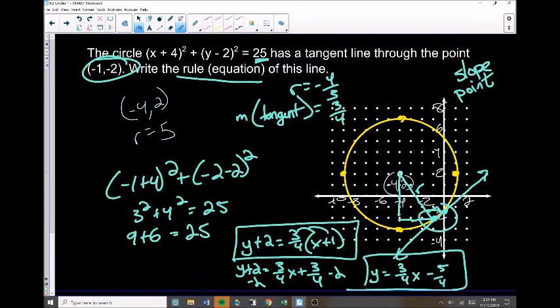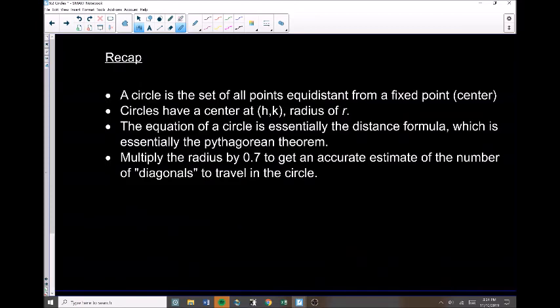Sweet, we've done it. Circles are the set of all points equidistant from a fixed point in the center. They have a center at (h, k) with a radius of r. The equation of a circle is essentially the distance formula, and the distance formula is actually just the Pythagorean theorem. If you multiply the radius of a circle by 0.7, you'll get the number of diagonals to travel to get an estimate. And if you get really good in practice, you can become a world circle drawing champion, which I will link in the description.